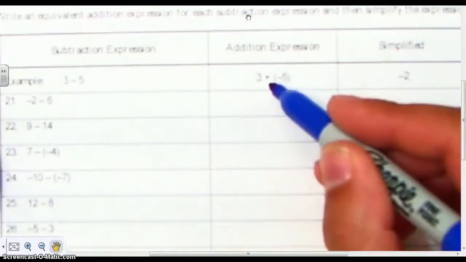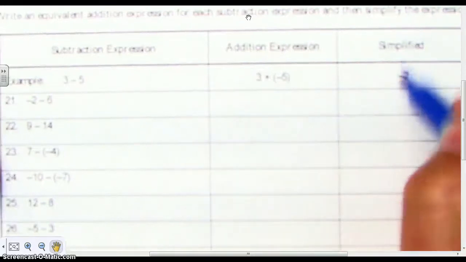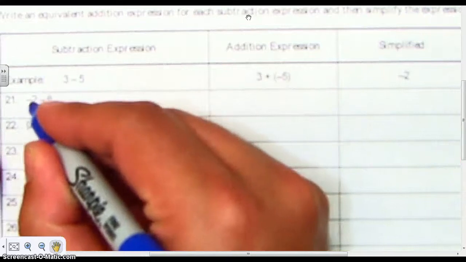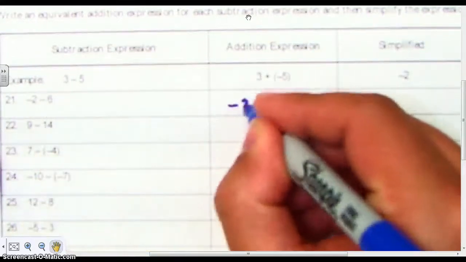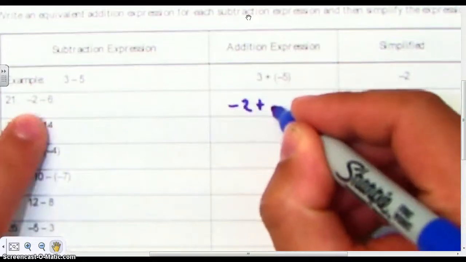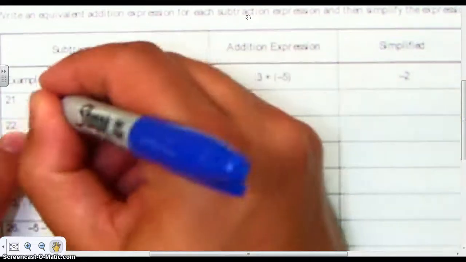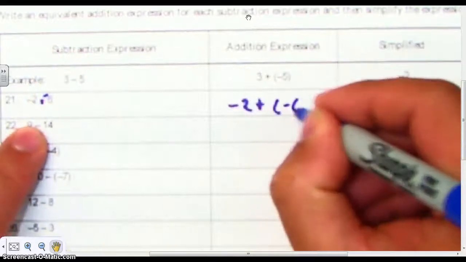So I'm going to go over some of the front. What it wants you to do is specifically write the addition expression from the subtraction and then write the answer. That's what the simplified form would be. So what I'm going to do is start off here. Negative 2 minus 6. Well, if I add the opposite, I'm going to keep my negative 2. Instead of minus, we always add. And since it was a positive 6, I change it to a negative, just like that. So negative 2 plus negative 6.